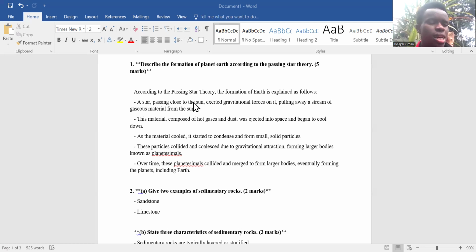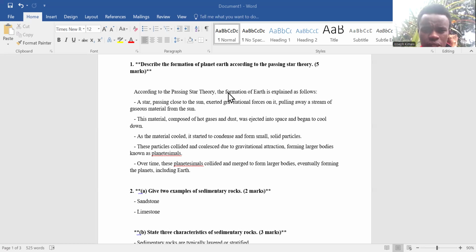It's about a star which had a higher gravitational force than the sun. As this star was passing near the sun, it happened to pull some of the materials from the sun. When it pulled some of these materials, the materials then cooled and condensed. After cooling and condensing, they started to collide with each other. As they collided, they formed bigger masses, and these bigger masses continued to collide further and further until they formed the planets. Now, that's just the basics. Now, let's go into the theory itself.